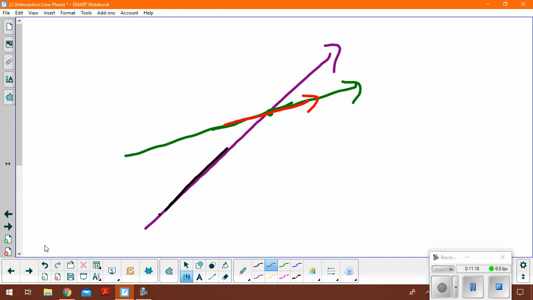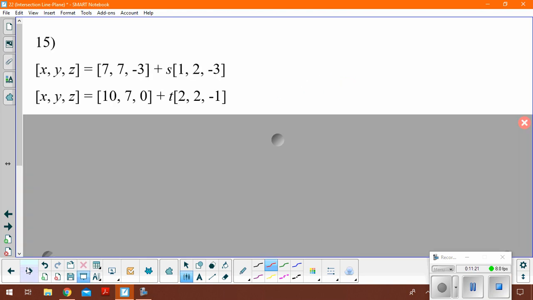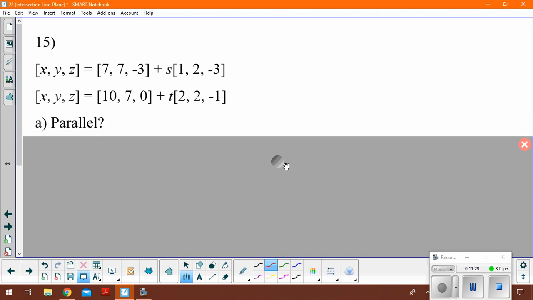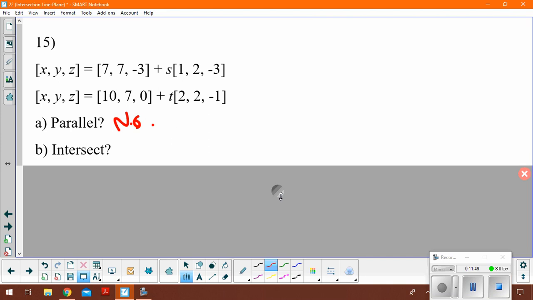Okay. On number 15. Number 15 has these two lines. Part A asks us if they are parallel. Again, quick check of the direction vectors. 1 times 2 is 2, but 2 times 2 is 4. That doesn't work. So no. These are not parallel because the direction vectors are not parallel. Okay, do they intersect? We just talked about how that would work.